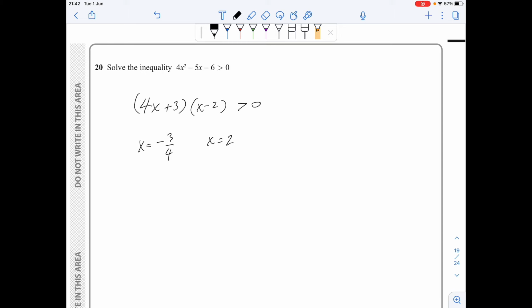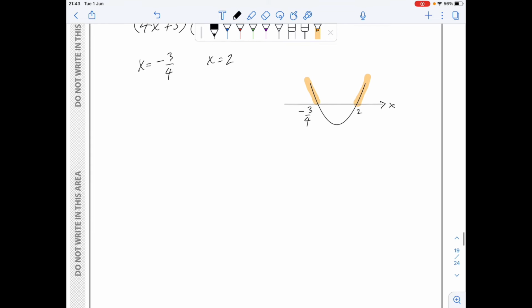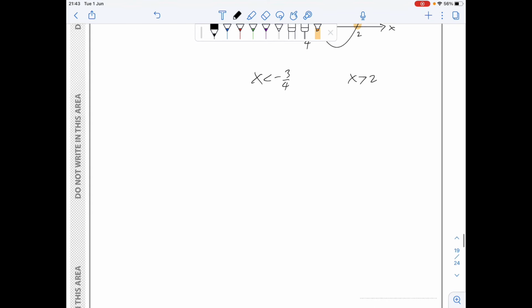Then I'll try and make a rough sketch of y equals the left-hand side of my quadratic. I'm only interested in the x-axis. Now the cutoff points are minus 3 over 4 and 2. I need my graph to be bigger than 0, so I need my graph to be above the x-axis. This is obtained for the left part or the right part, so either x is less than minus 3 over 4 or x is bigger than 2.